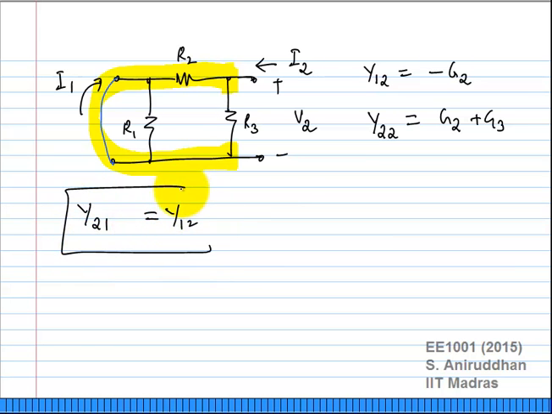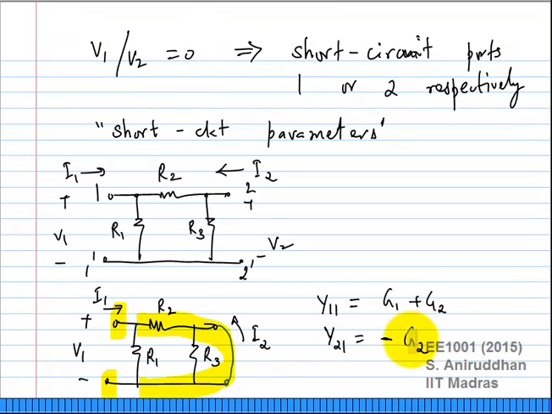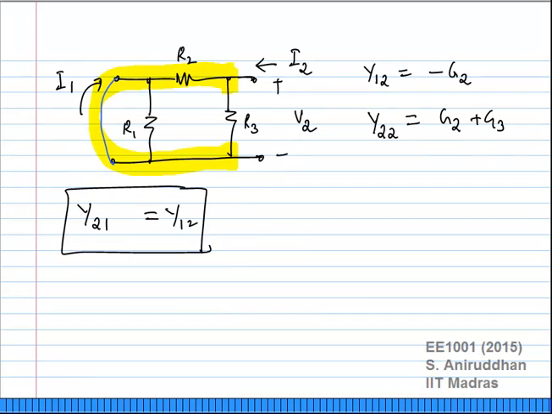Now you also note that for this particular network that we have chosen, look at Y21, that was minus G2. Y12 was also minus G2. Why is that? Y12 was equal to Y21. Why do you think that is? No, it's not symmetric. You have R1, R2, R3. The network is not symmetric by any means.